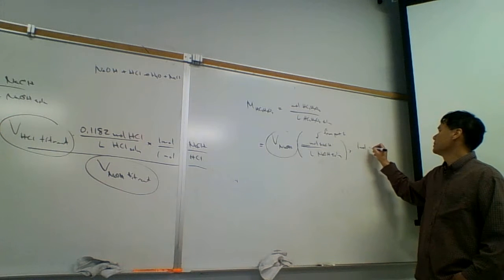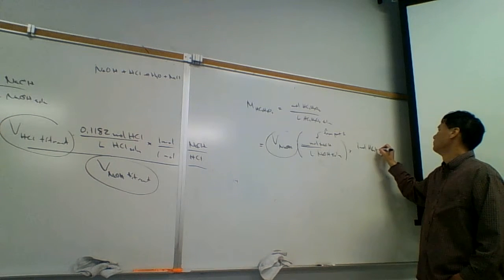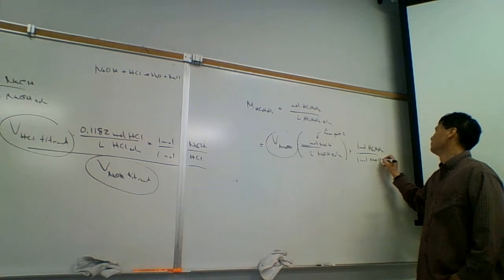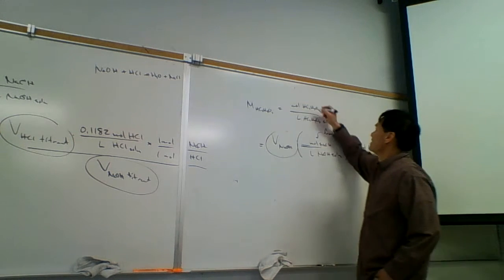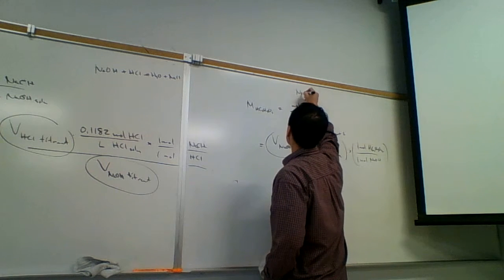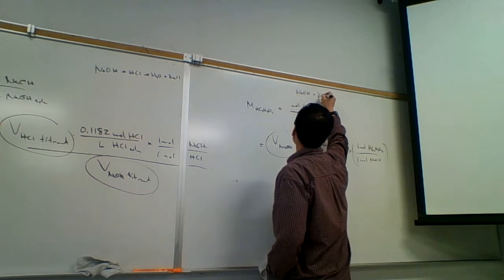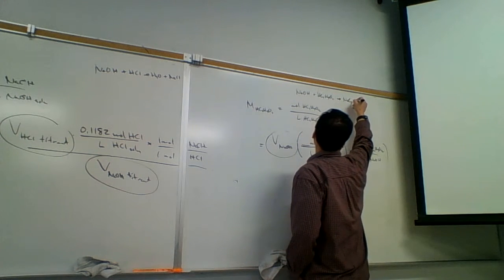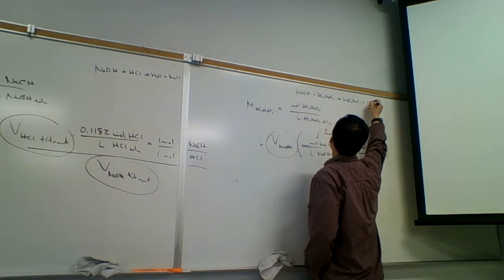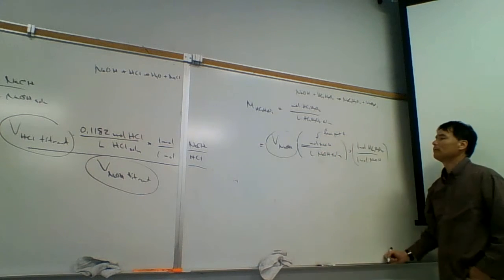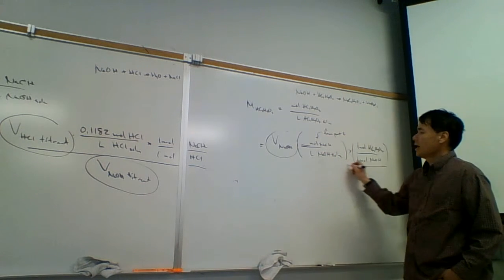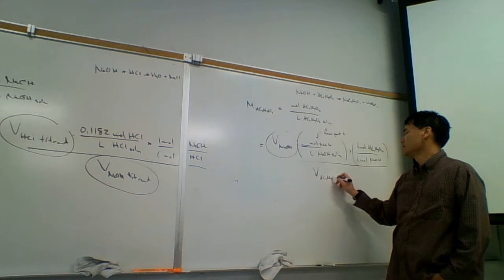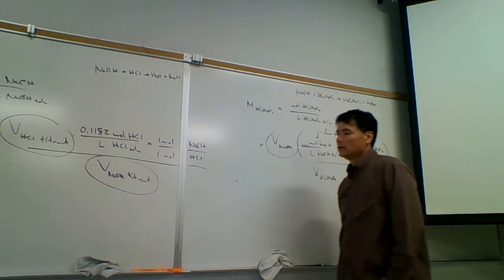Times, in this case, it's a 1-to-1 mole ratio: 1 mole of acetic acid for every 1 mole of sodium hydroxide. Because the equation here is sodium hydroxide plus acetic acid yielding sodium acetate plus water, a 1-to-1 mole ratio. So this is going to give us moles of acetic acid, and then underneath, we're going to divide it by the volume of acetic acid in liters. So we should get moles per liter of acetic acid.